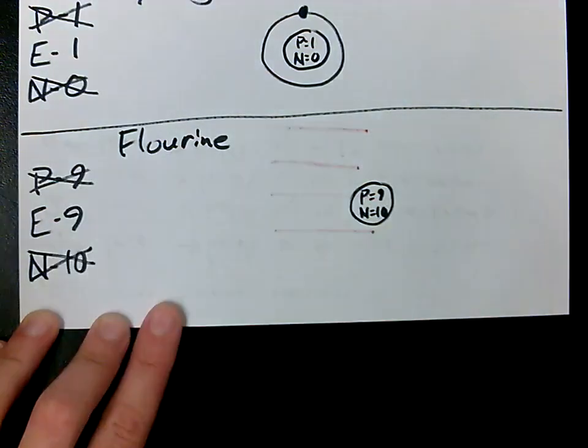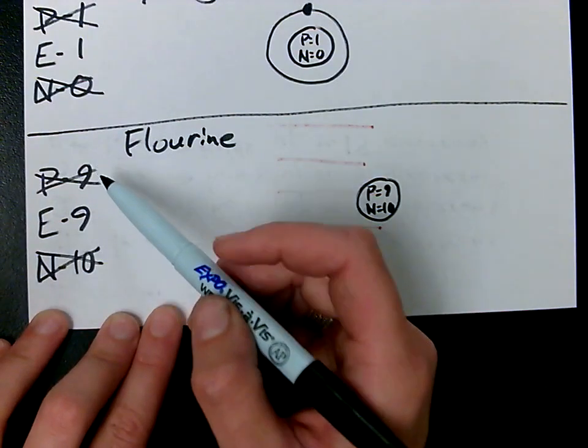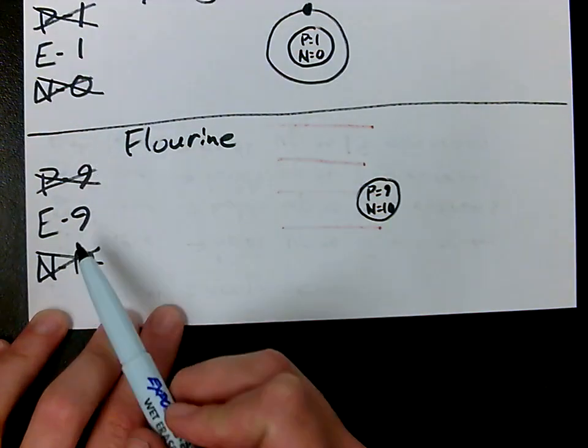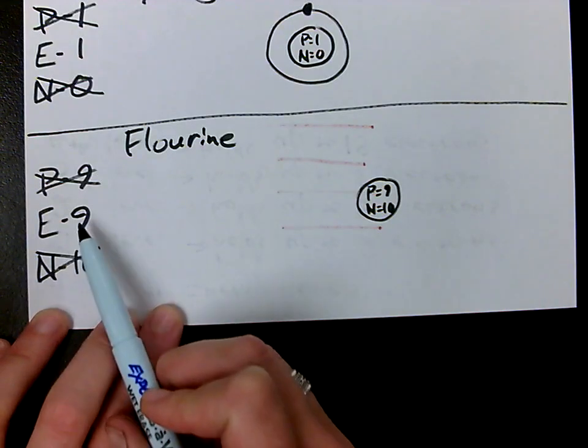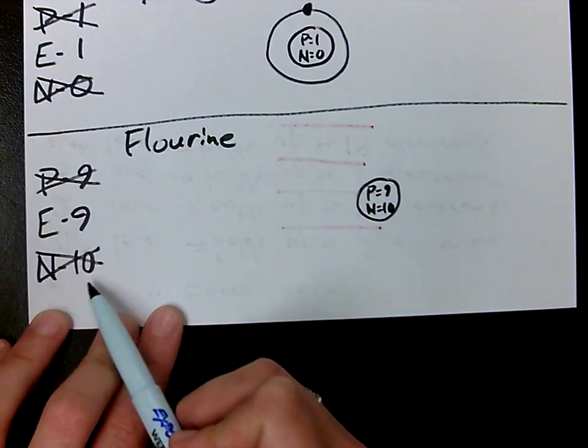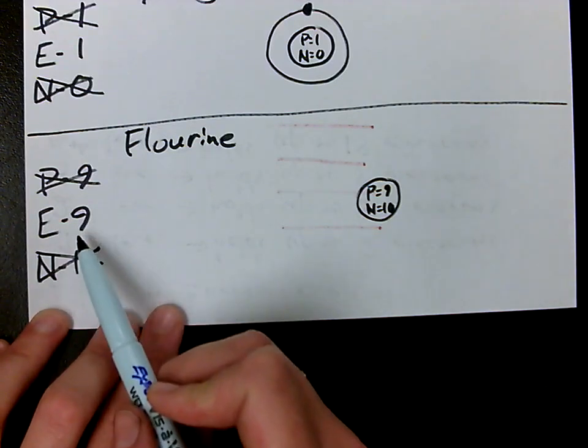Here's where in class today a lot of people got screwed up. Make sure you cross these out, because a lot of people are trying to draw in 10 electrons instead of 9, because they see this 10 at the end and they're thinking, oh, I've got to draw 10 electrons. No, you have 9 electrons. Okay.